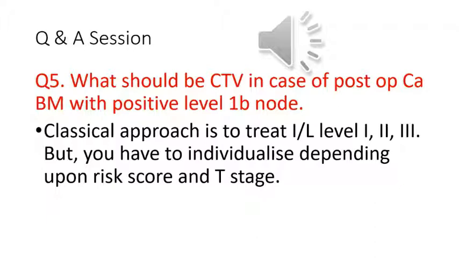However, with the latest reports that have come in, we still feel that you can individualize. If the primary is small, the tumor thickness is not much, and there is only one small 1B lymph node which is positive, then you are still okay if you treat the ipsilateral 1 to 3 lymph nodes. But you do have to see whether you want to include 1A, whether you want to include the opposite side. You will have to individualize. There is a case, but after individualization.